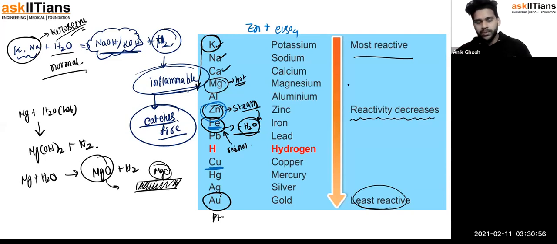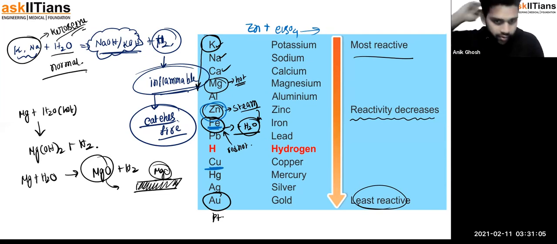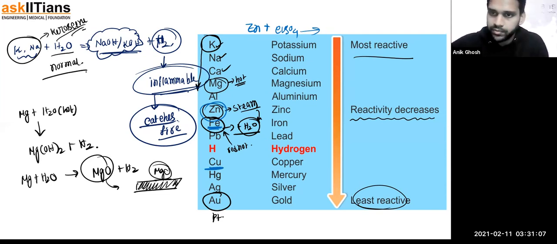Zinc plus copper sulfate reaction would happen. So what would be the result? Copper would be left all alone, and zinc would react with CuSO4 to give you ZnSO4.